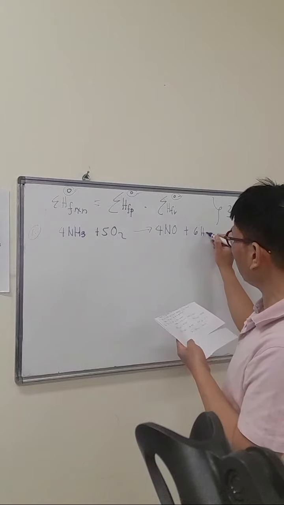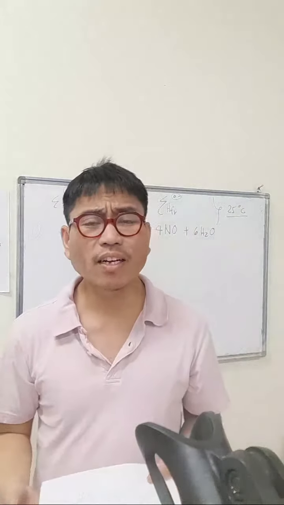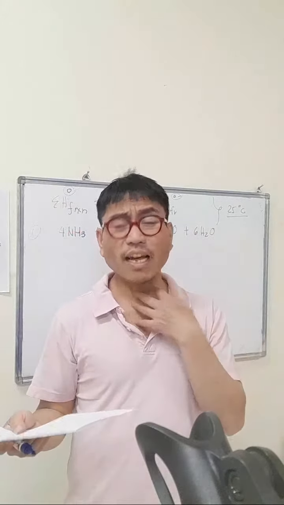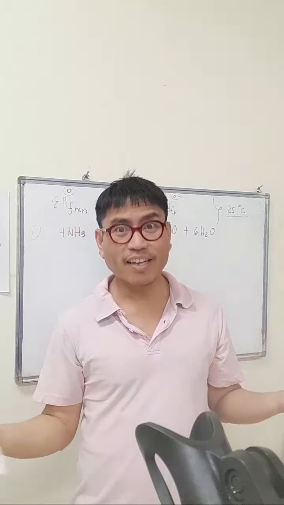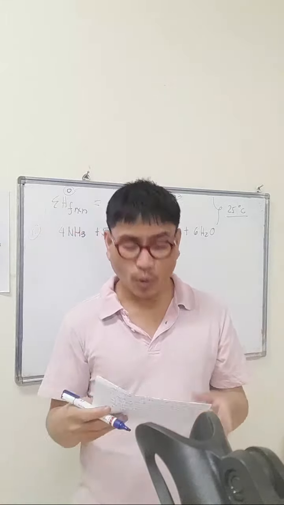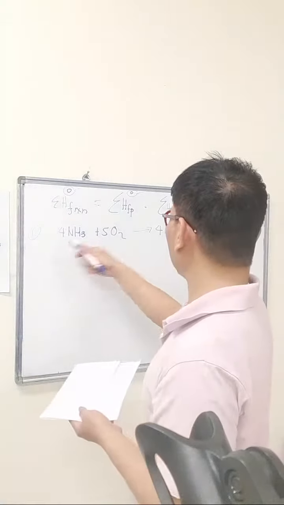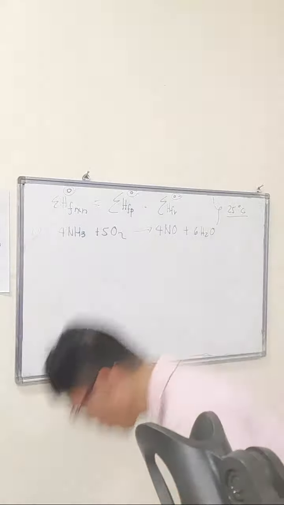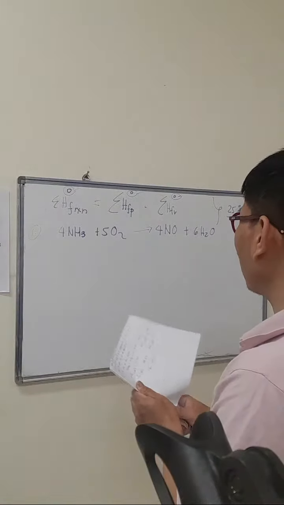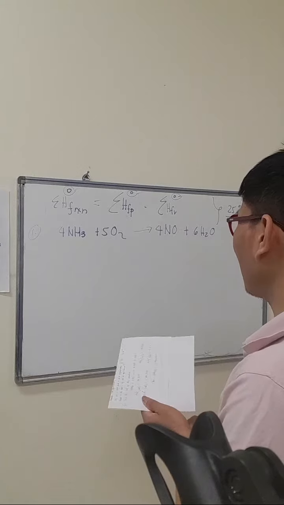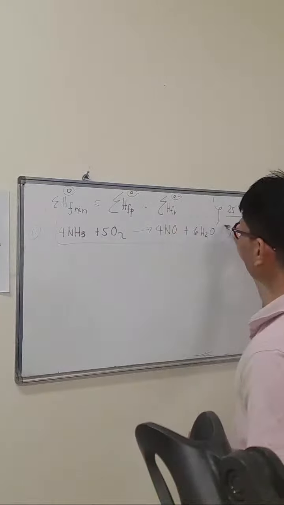But again, don't believe it immediately, because sometimes the question shows an incorrect chemical equation, not balanced properly, and it tricks you. When you proceed to compute, you will be wrong. So investigate first if it is really true. 4 nitrogen, balanced. 12 hydrogen, 16 oxygen. Okay, it is balanced.